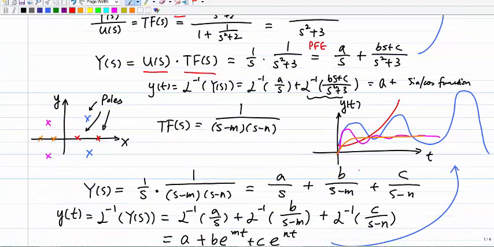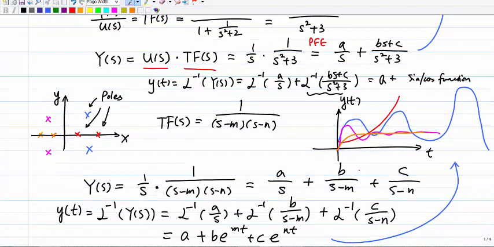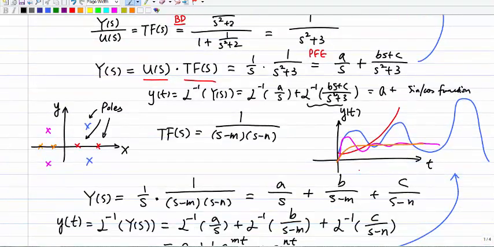The reason that the poles determine stability is given by this. I give you a very simple analytical reasoning, but this is a general case that will apply to any case. Assume I give a transfer function of a system given by 1 over (s minus m) times (s minus n). So this is what we have. So we have poles at m and n.